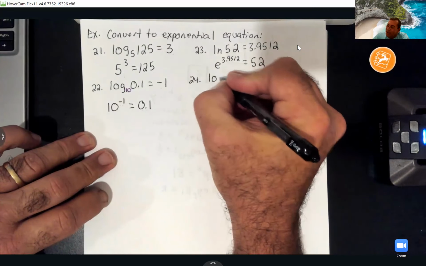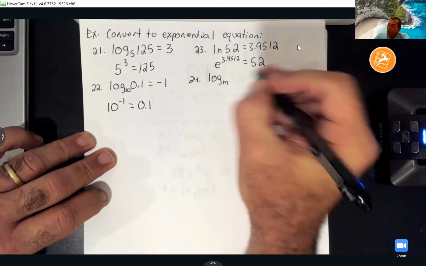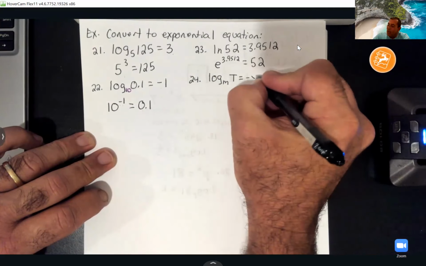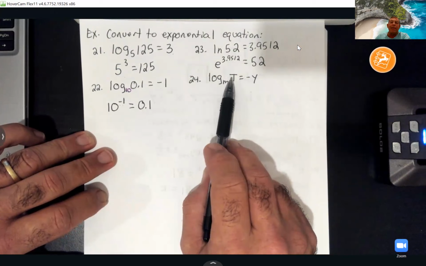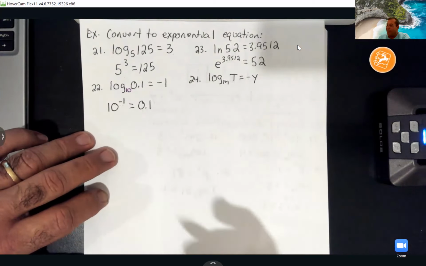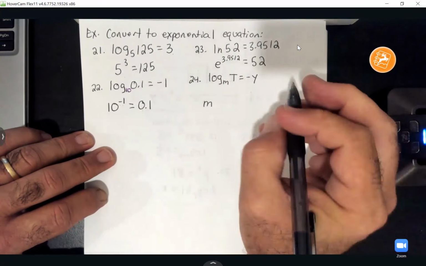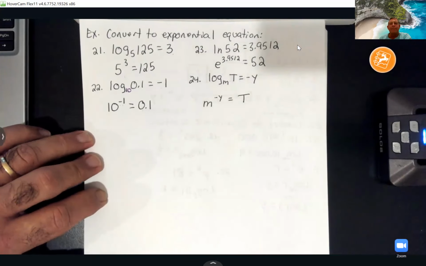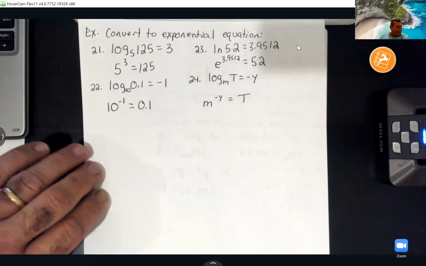Now watch this one. They're going to throw letters at us. Log base m of t equals -y. Now be careful in MyMathLab: capital letters have to be capital, small letters have to be small. So it's going to be m to the -y equals t. There you go. Base, exponent, result. Good job.